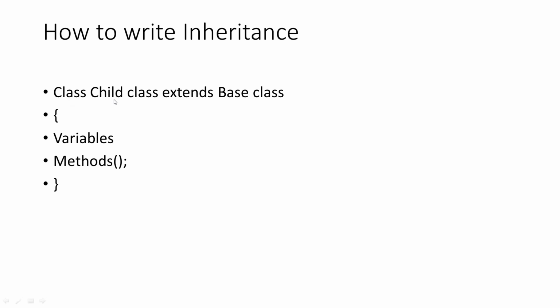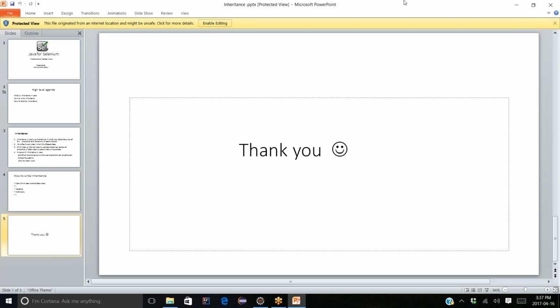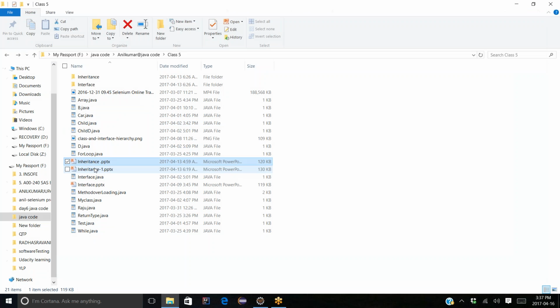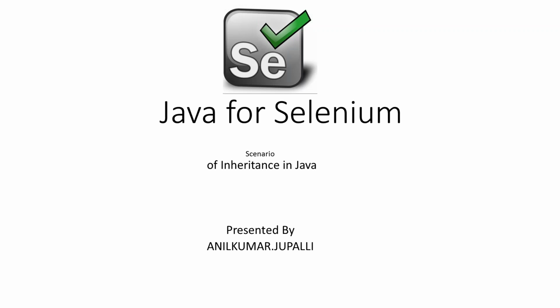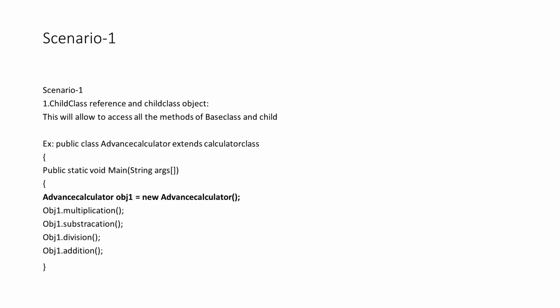Already I explained about this. The child class extends the base class, and variables and methods you can write here. And this is what I want to show you. The next one is this. Now this is the one I want to explain today. This I did not cover earlier.